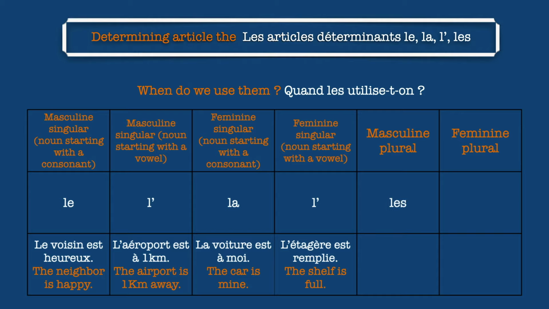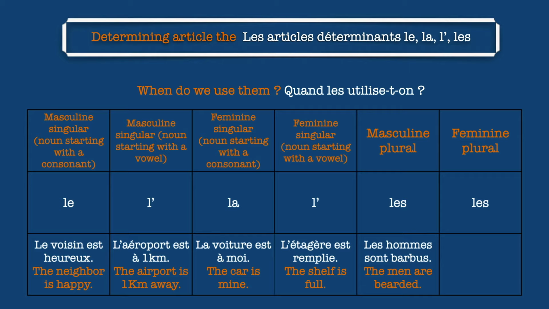The two last cases are about plurals, and the first one is masculine plural. You can see that there is no distinction between a word starting by a vowel or a consonant. We always write or say the word les. Les hommes sont barbus. Men are bearded, is an example of a sentence using this article.